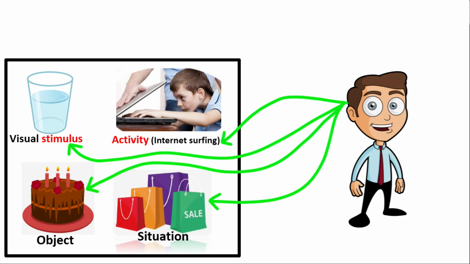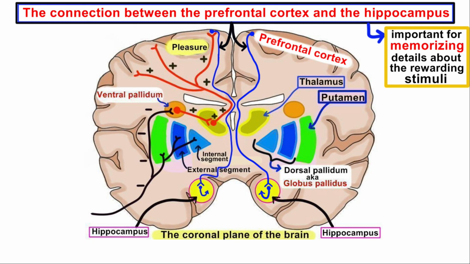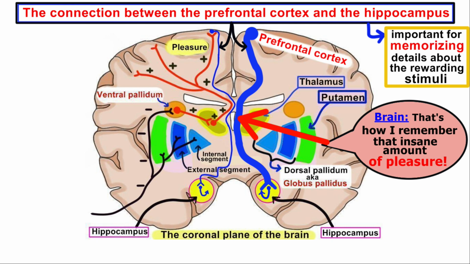Now back to addiction. Why does the addict keep seeking the rewarding experience? There's a memory-related reason for that. Think about this example. The drug addict felt good in the past after he had done drugs. To this moment, he remembers that insane amount of pleasure. He can remember that, thanks to the connection between the prefrontal cortex and the hippocampus that we previously discussed. He wants to feel good again.